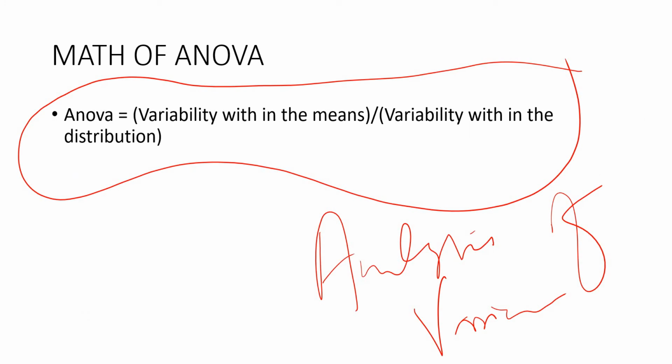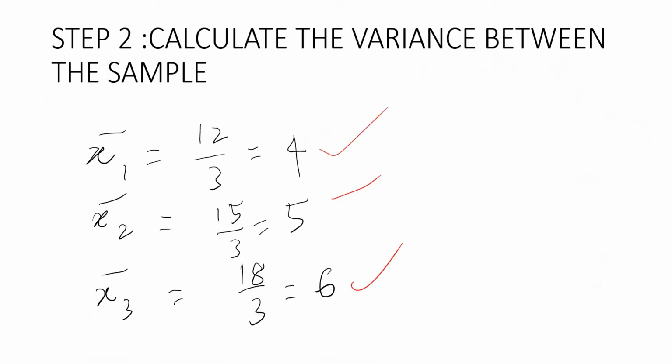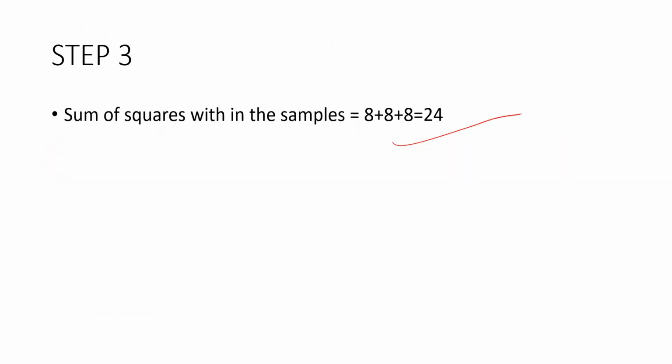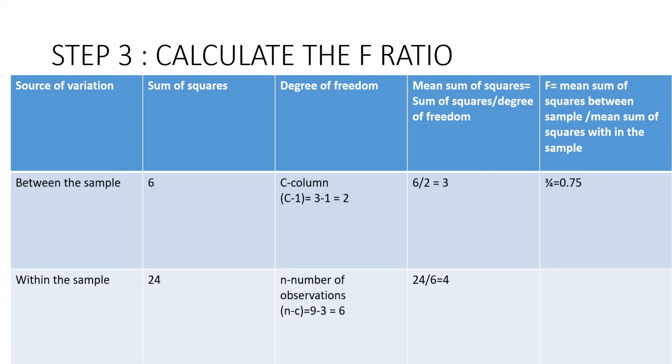See, ANOVA is variability between the means, variability within the distribution. That's what. So based on that, the F ratio, source of variation, it is between the sample and within the sample. So you need to calculate the sum of squares, degree of freedom, mean sum of squares, and F. F ratio is this is the formula, mean sum of squares between the sample divided by mean sum of squares within the sample.